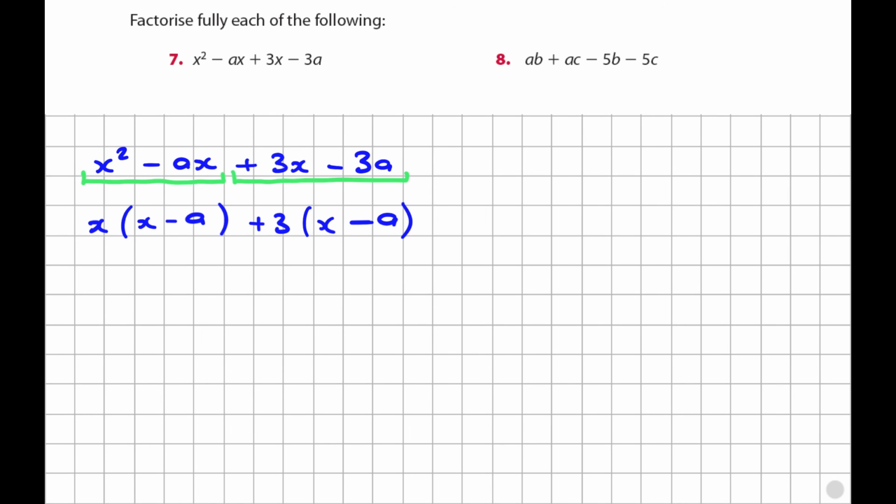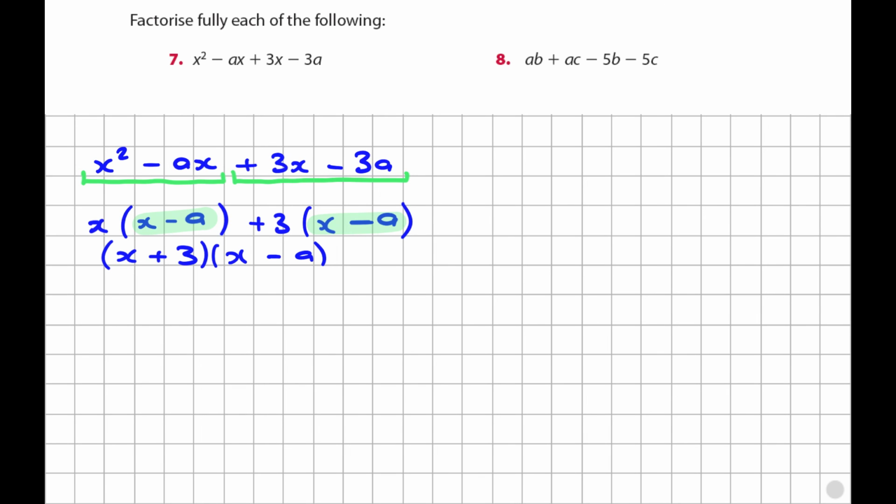Okay. And you can see there again, it's like the last couple of questions we had. I've got this here and this here being equal, so I can bring them together. I can bring x plus 3 together. And you can see there, if I was going to expand that, I'd have x times everything in the second plus 3 times everything in the second. So that would be my expression fully factorized. Okay. I'm just going to do question 8 there.